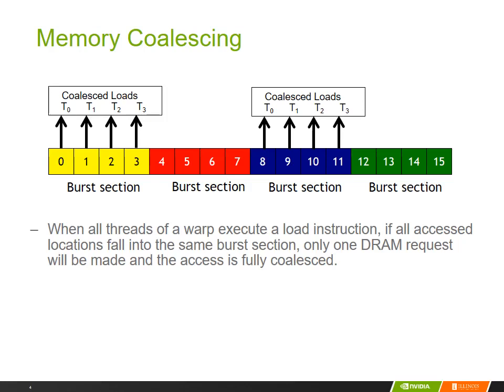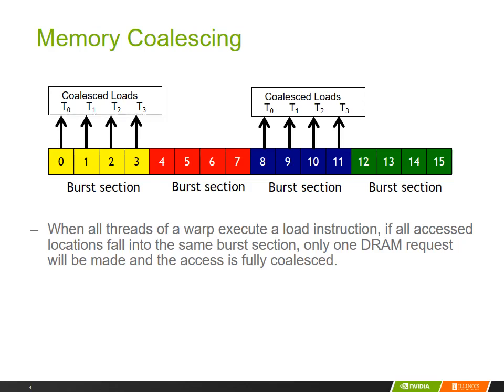Now we can define memory coalescing in CUDA. There is no official definition of memory coalescing in CUDA, because this is a performance characteristic rather than a language characteristic. Here is a practical view of how we can define memory coalescing. Essentially, when all the threads of a warp execute the load instruction, and all the access locations by these threads fall into the same burst section, only one DRAM request will be made, and the access is fully coalesced.